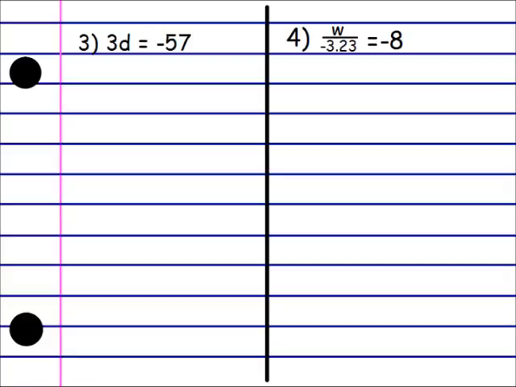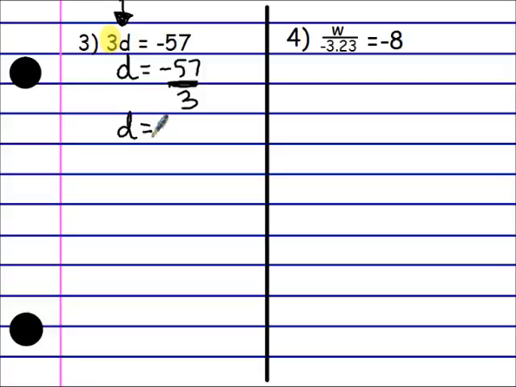Example 3. 3d equals negative 57. Step 1. We highlight the number on the same side of the equation as the variable. So we highlight the 3. Step 2. We rewrite the equation without the highlighted number. So d equals negative 57. And finally, step 3, we do the opposite math on the opposite side of the equation. So we need to look here. What kind of math is that between the number and the letter? It is multiplication, so the opposite on the opposite side will be division, divided by 3.